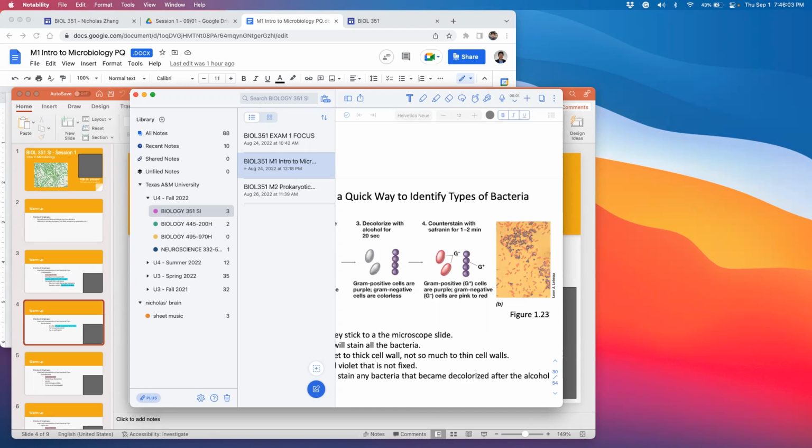So here's a question, I don't know what number it is, but it says, what if you forget to do the iodine step? What would happen? Yeah, number 18. What's the question? It's 18. Cool. Let me look at it.